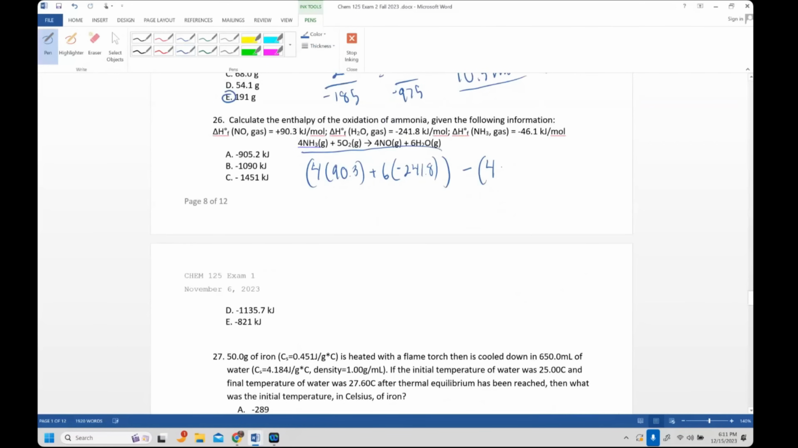Expect the unexpected. So 4 times the NH3, so that's negative 46.1, plus another reactant, which is 5 times the O2. And O2 has no enthalpy of formation, so it's 0. So plus 0, and then you can solve that, and that would equal the enthalpy of formation for the whole thing. So if you guys want to put that in the chat, that'll be great. But otherwise, I'll keep going.